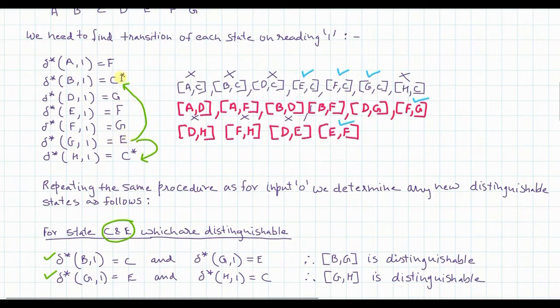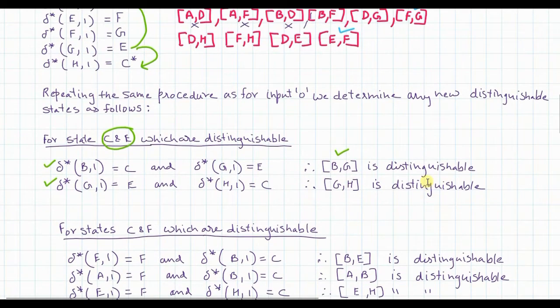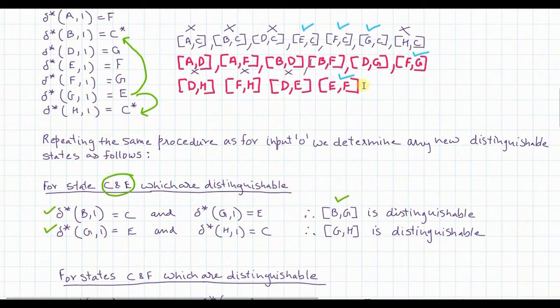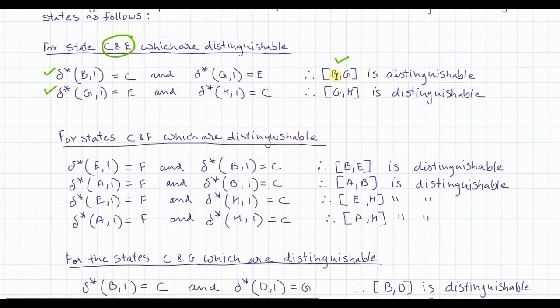Now since C and E are distinguishable, I can then say that state B and state G are also distinguishable. B on 1 gives you C, G on 1 gives you E, that's why we find that state B and G are distinguishable. So what we are going to do is add B comma G here. This is for my reference, it's rough work. B comma G will be added here, and in the table I am going to mark the cell B comma G or G comma B, whichever is possible.